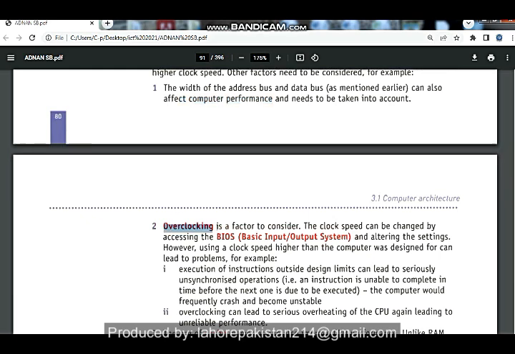Overclocking means that if you want to increase the clock speed, you can go to the BIOS settings. BIOS is the hardware setting. It depends upon your computer system. Sometimes you can press F1 for quite some time to go to the BIOS settings. Sometimes you need to press some other key to go to the BIOS settings of your computer. You can go over there and increase the clock speed, which synchronizes all the parts of the computer.